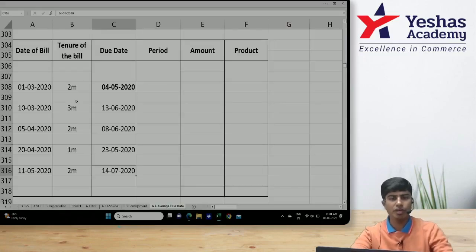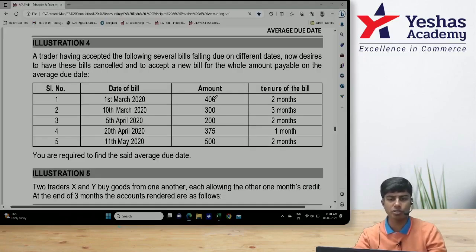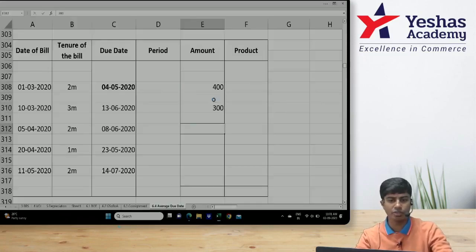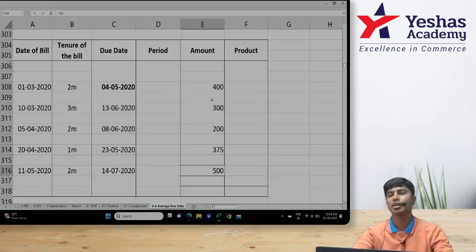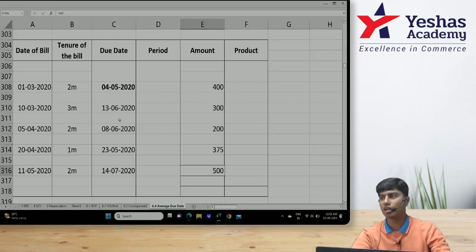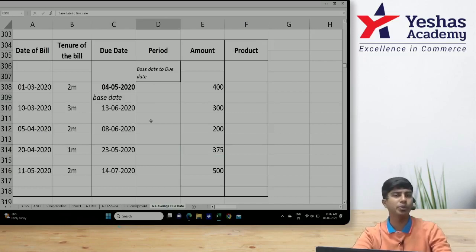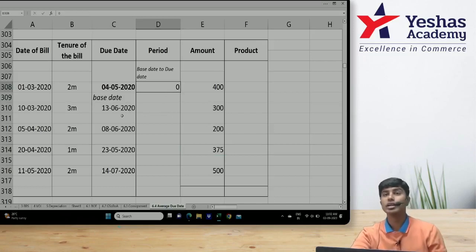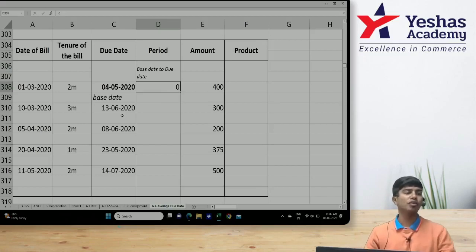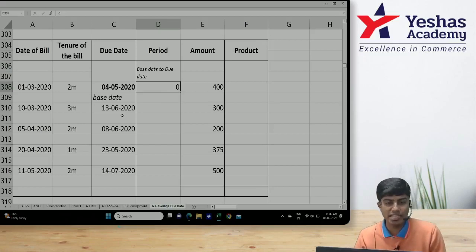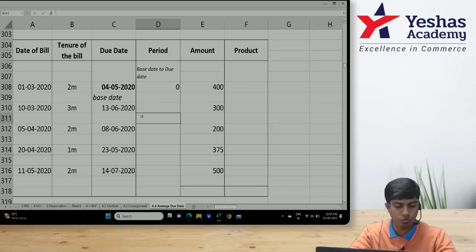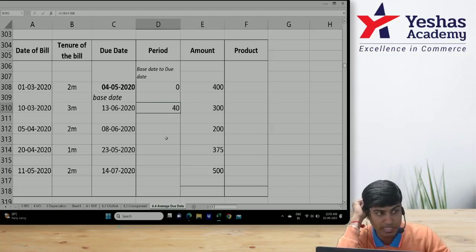Clear? Very good. Amounts have also been given to us: 400, 300, 200, 375 and 500. Let's find the period. The earliest of the due dates is 4th of May. That's the base date. We'll find the period from base date to due date. 4th May to 4th May, period is 0. 4th May to 13th of June. Listen to me. May has how many days? 31 days. If 4 days is over out of 31, we're left with 27 days of May plus 13 days of June. 40.